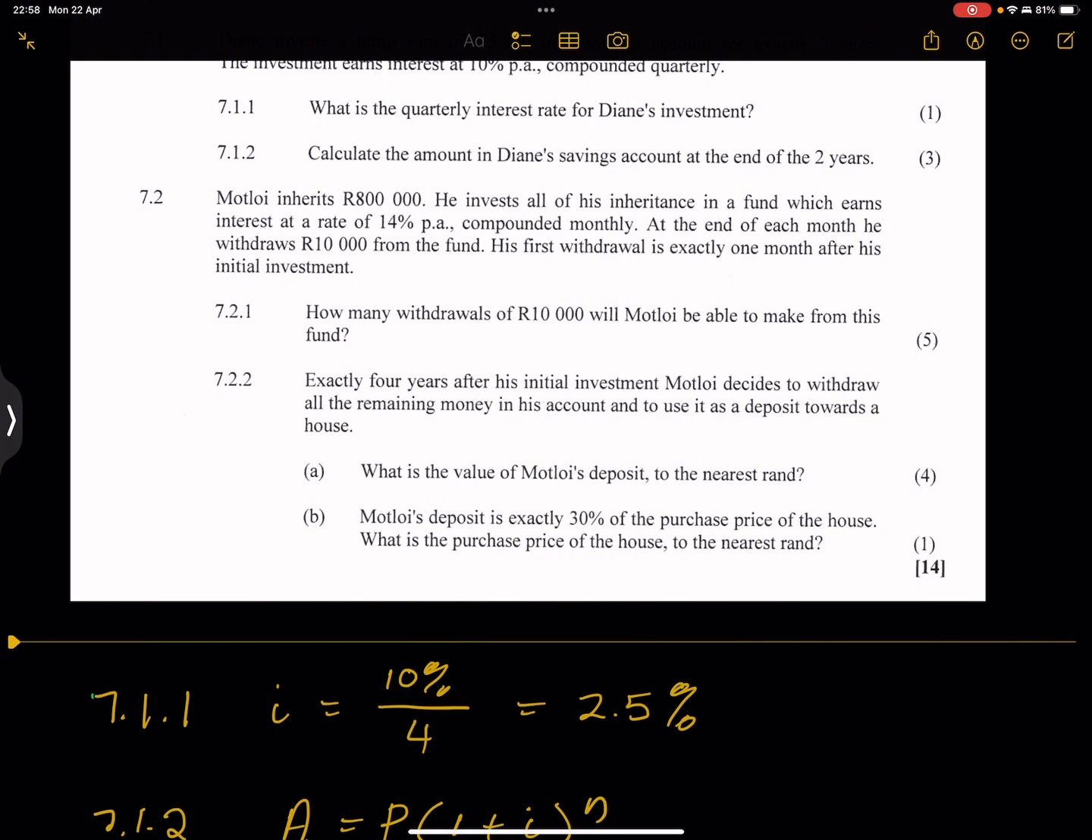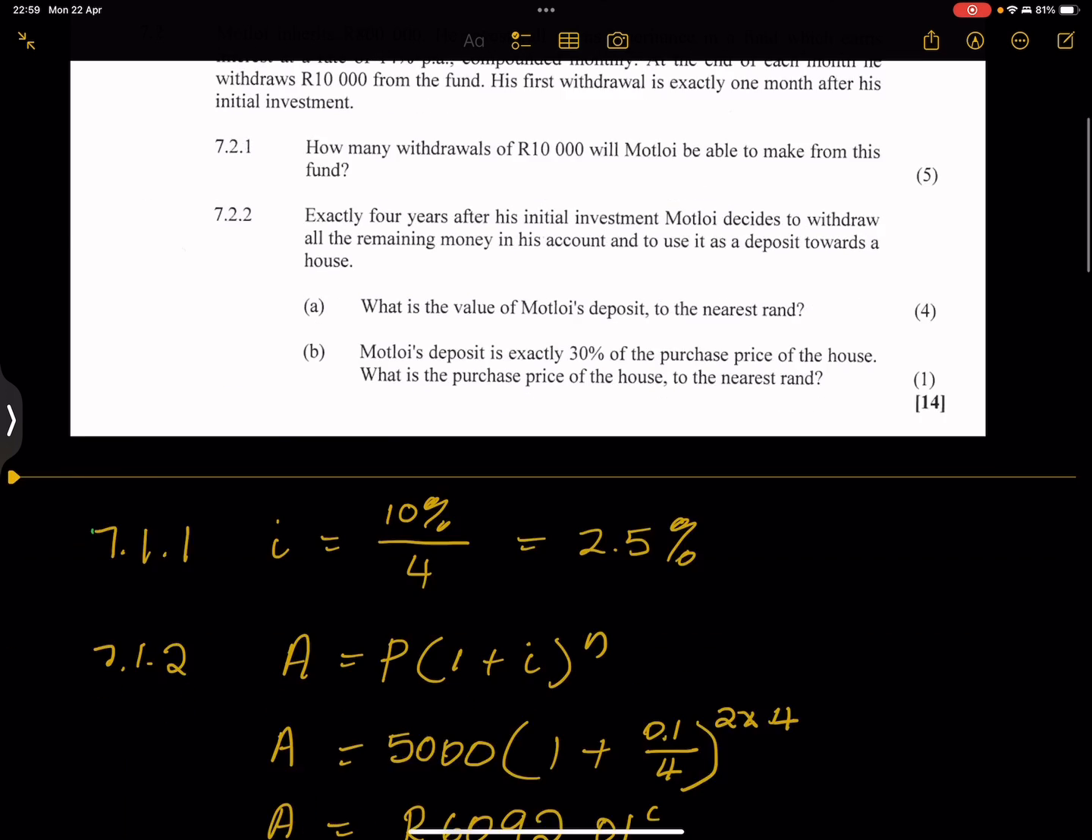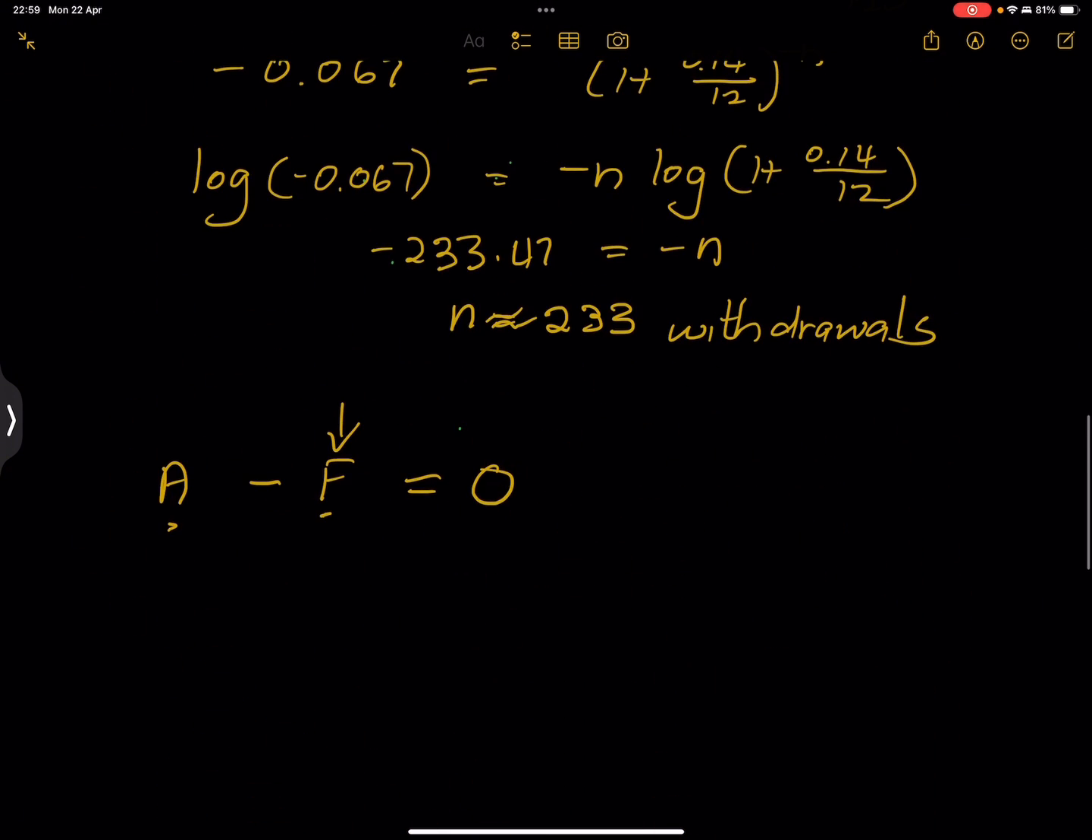Now they say to us exactly 4 years after his initial investment, Mutloi decides to withdraw all the remaining money in his account and to use it as a deposit towards a house. Now they say what is the value of Mutloi's deposit to the nearest rand? So I'm not sure how many years 233 withdrawals would be. You can just simply divide that by 12 to get the number of years.